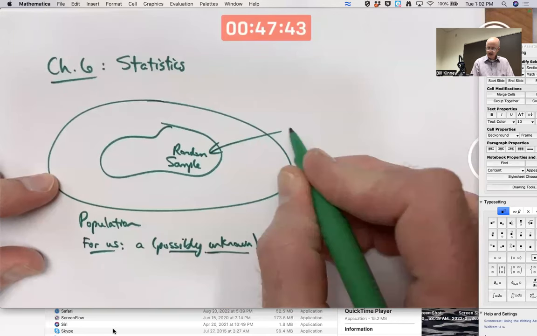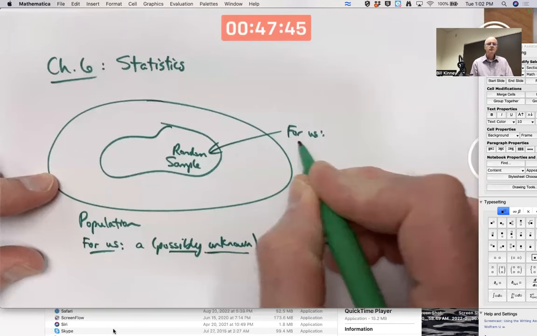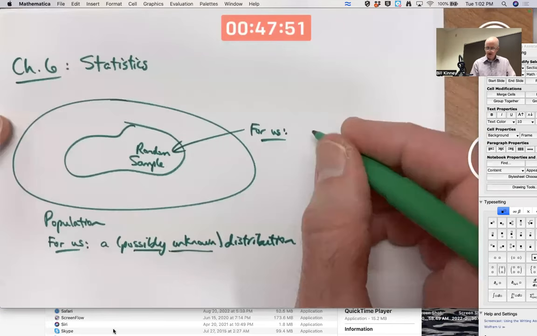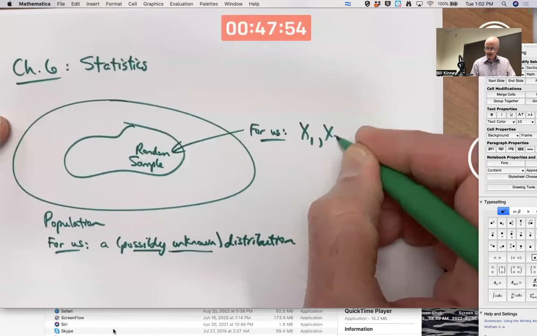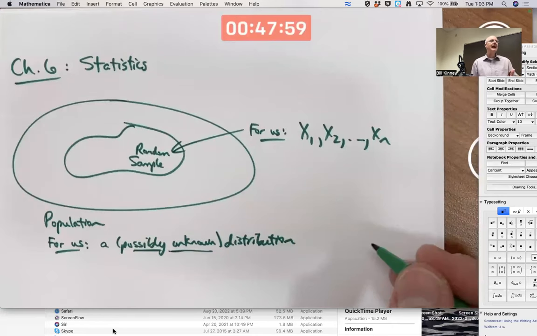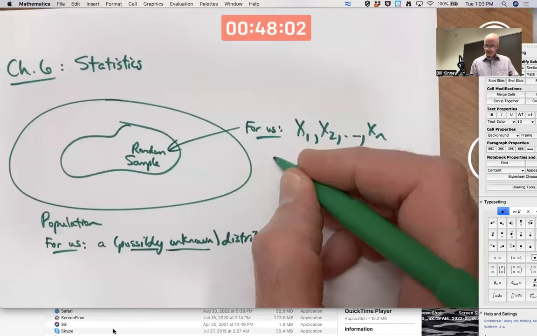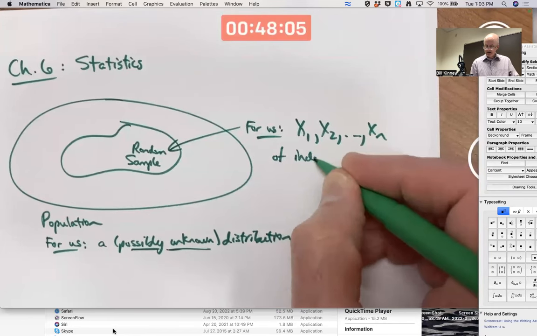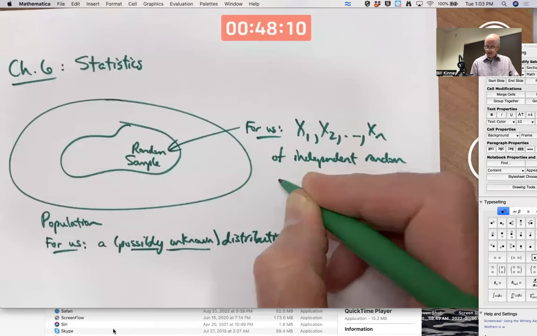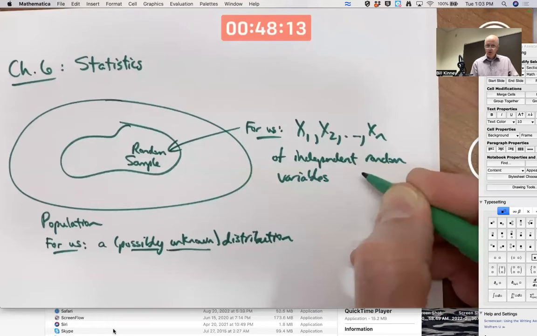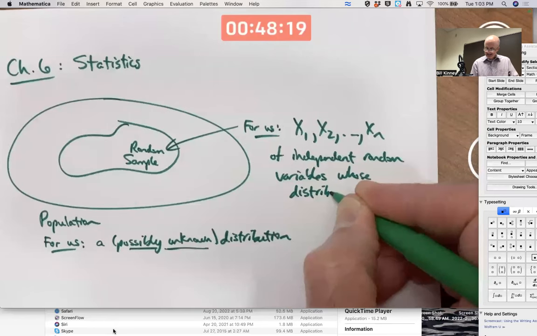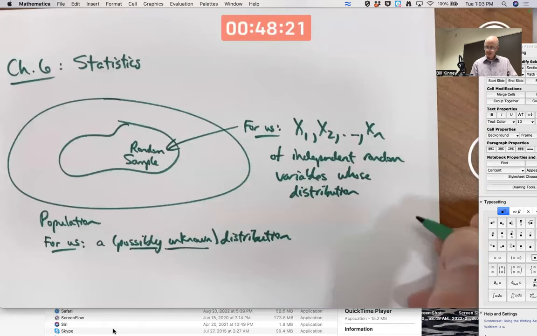For us, a random sample is a finite list of random variables, X1, X2 through Xn, that are assumed to be independent in the abstract. This is a list of independent random variables whose distribution is the same as the population distribution.